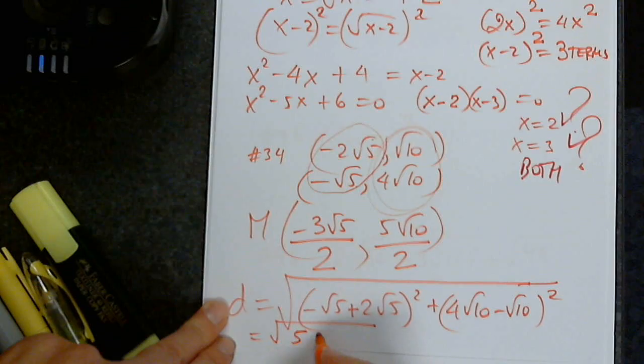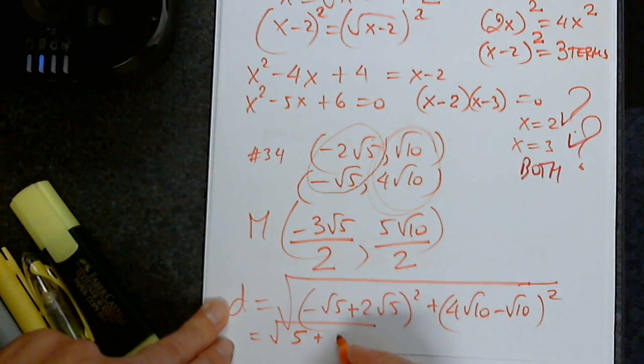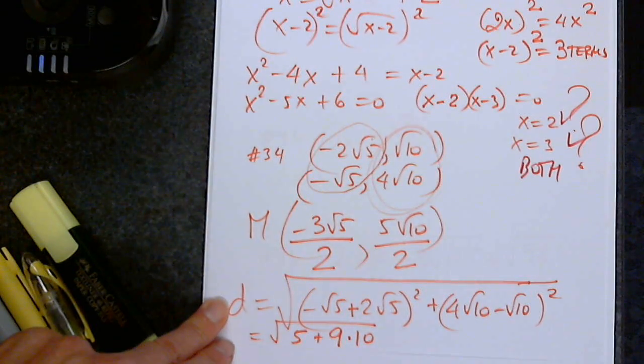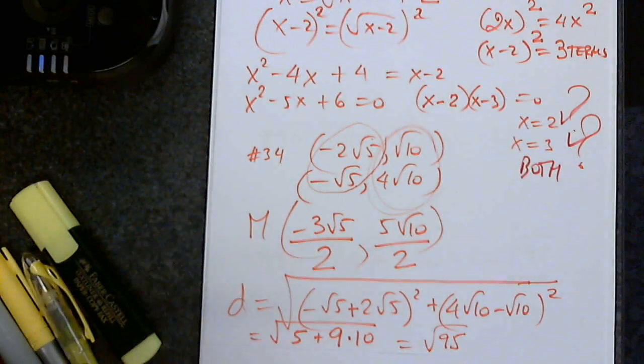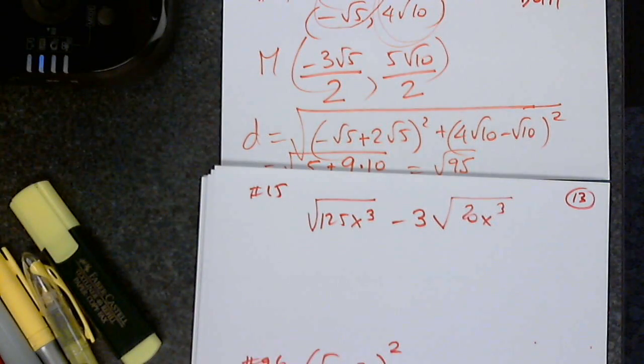5. Plus 4 the square root of 10 minus 10 minus the square root of 10 is 3 the square root of 10. But when I square 3 the square root of 10, I get 9 multiplied by 10. So 90 plus 5, the square root of 95. And that is it. Any questions?